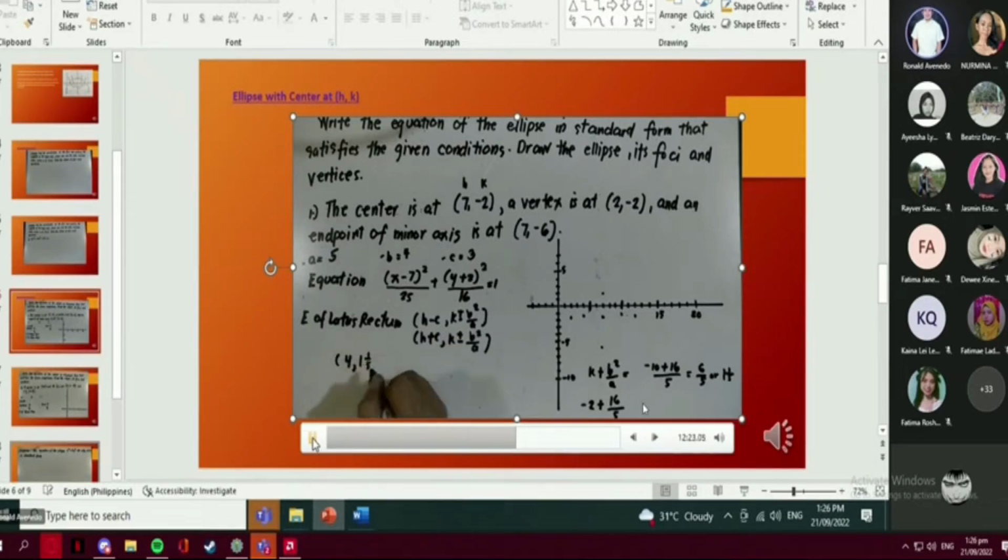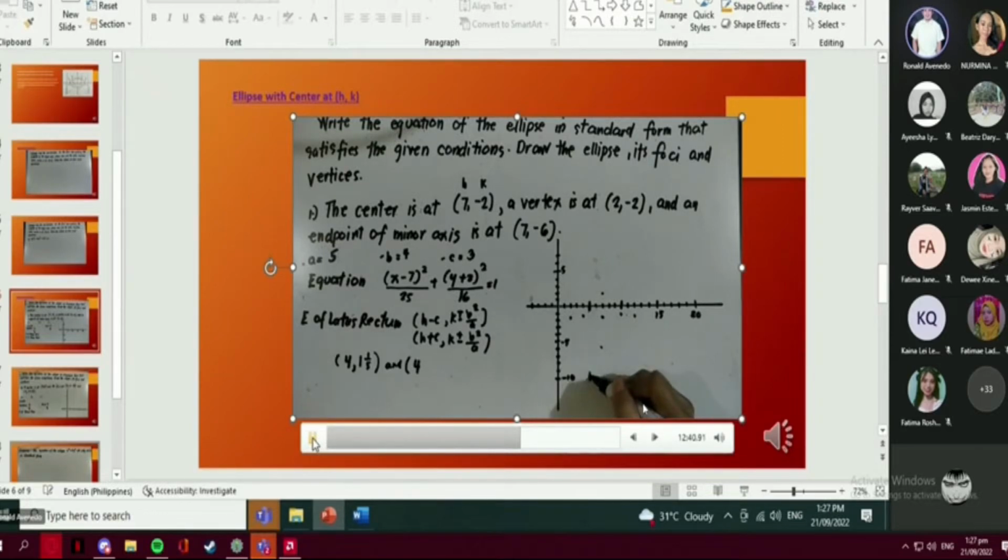So 1 and 1/5. Then the other one is 4. So this time, k minus b squared over a. K is negative 2, minus b squared is 16, a is 5. So negative 2 times 5 is negative 10 minus 16 over 5. So this is negative 26 over 5, or negative 5 and 1/5. So the other one is negative 5 and 1/5.